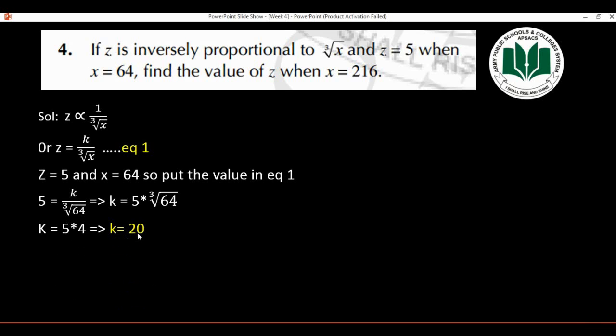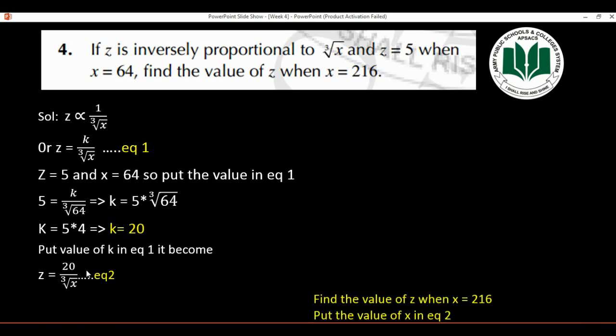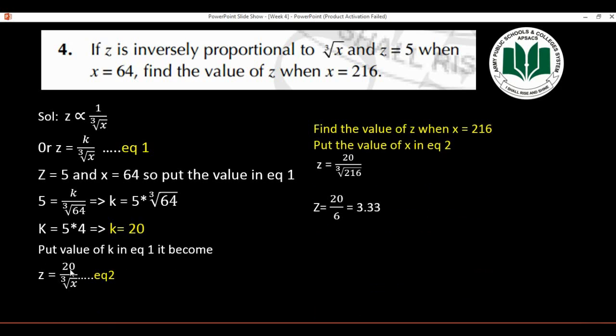This k is equal to 20, put into equation 1, so we get z is equal to 20 over cube root of x. This is our equation number 2. The next part is to find the value of z when x is equal to 216. Again, just insert this 216 into equation number 2 to find the value of z. Here it is, z is equal to 20 over cube root of 216. After solving this, z is equal to 3.33. It's a very simple question.